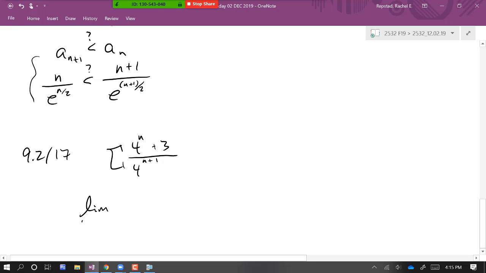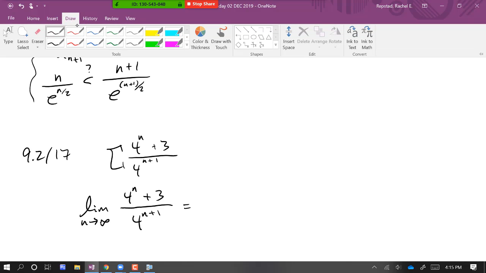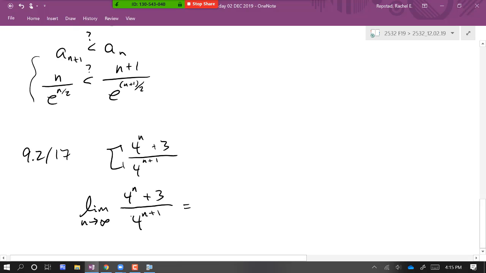So we're going to look at the limit as n approaches infinity of the nth term, 4 to the n plus 3 divided by 4 to the n plus 1. So more than one way we could do this. I think I'll try this algebraically. Maybe if we multiply top and bottom by 1 over 4 to the n. I think that will be more convenient.